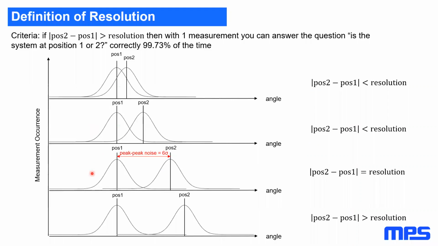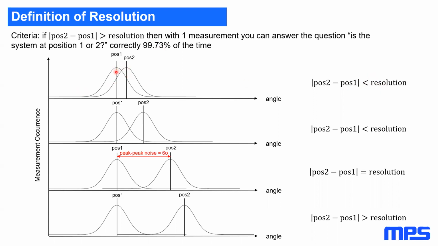All right. So what does that have to do with resolution? We are going to define resolution now to say that if I have 2 possible positions, and I'm going to take a single measurement, I should be able to answer the question, is this system at position 1 or position 2? And I should be correct 99.73% of the time. In this case, my 2 positions are less than my resolution.